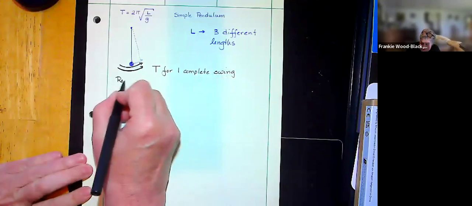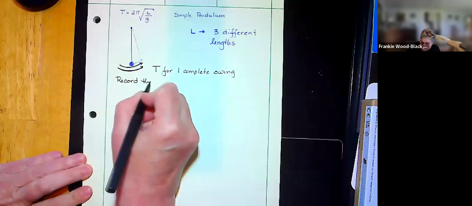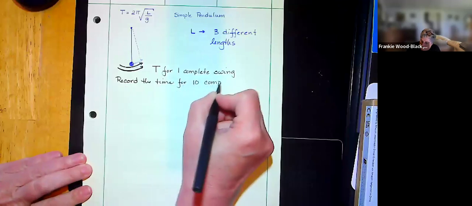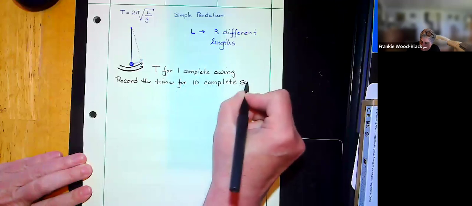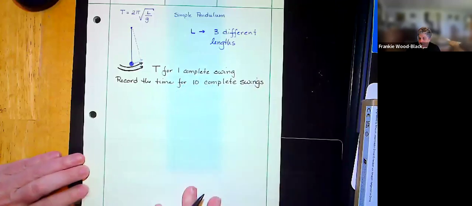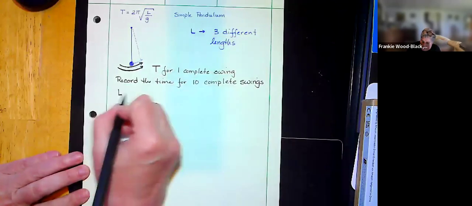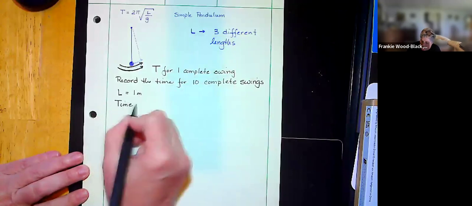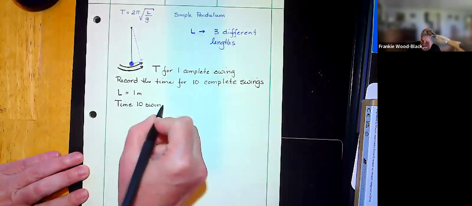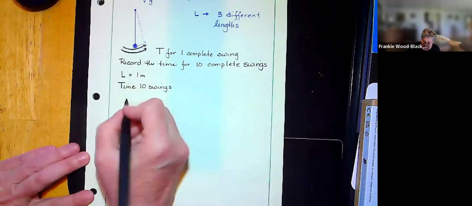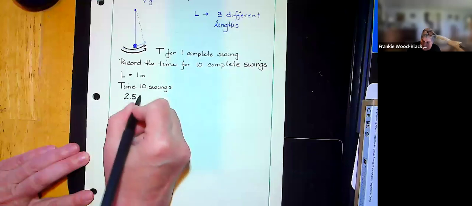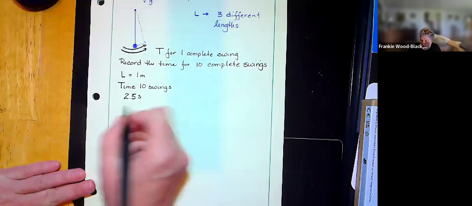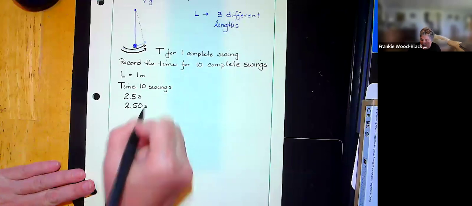Now, because humans aren't really good at this, you're going to record the time for 10 complete swings. So you're going to start with length 1. Say length 1 is equal to 1 meter. You're going to do the time for 10 swings, and let's say that is 2.5 seconds. I haven't done this in a while, so I'm not 100% sure. You can use your cell phone to do this, and so you might measure it as 2.50 seconds.